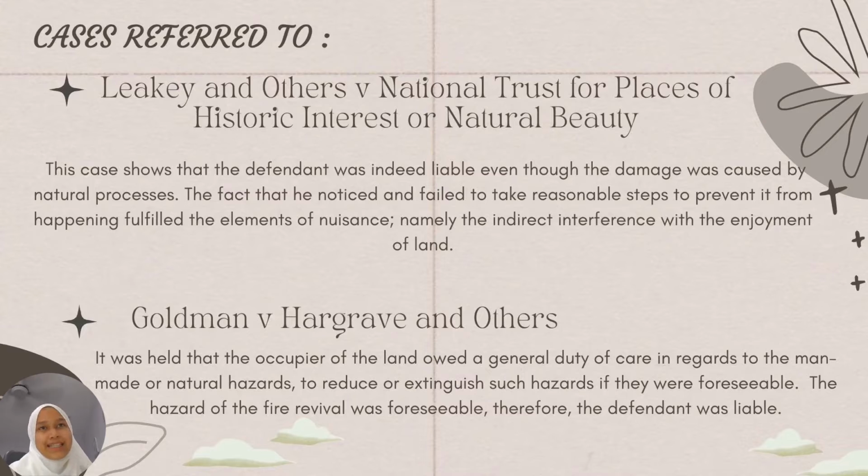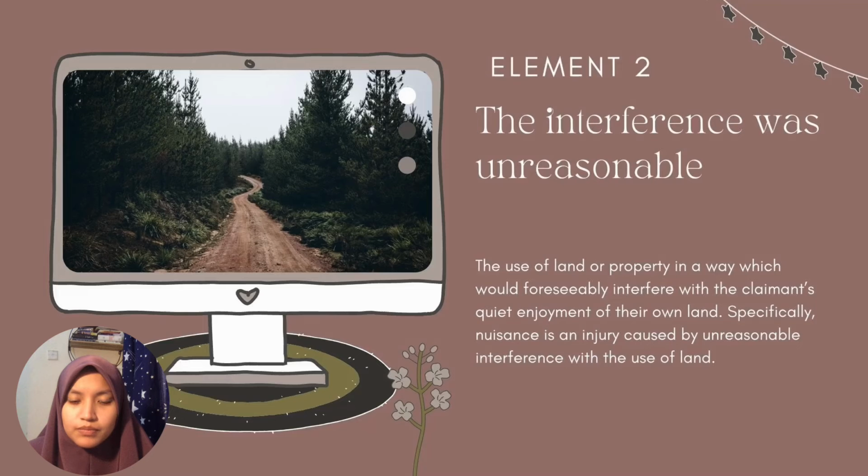From both of the cases, we can conclude that where a naturally occurring hazard arises on the defendant's land, principles of negligence are relevant to nuisance. In short, the defendant's failure to take any precautions to prevent foreseeable natural disasters constitutes an indirect interference with the enjoyment of the plaintiff's land. The second element of nuisance is that the interference was unreasonable.